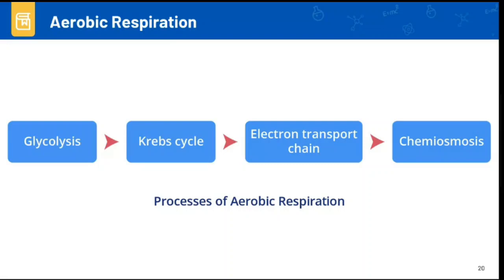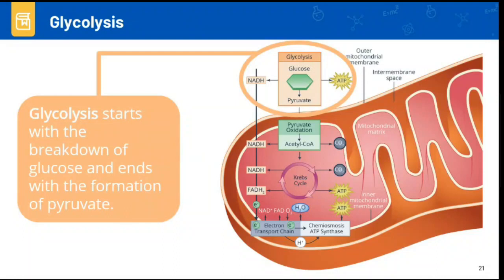First, for your glycolysis, it's the first part of your aerobic respiration. It involves the breaking down of your glucose into your pyruvate, a 3-carbon molecule. Okay, the product of glycolysis then enters the Krebs cycle in which molecules are oxidized and electrons are picked up by the electron carriers, namely your NAD or your nicotinamide adenine dinucleotide and your FAD or your flavin adenine dinucleotide.